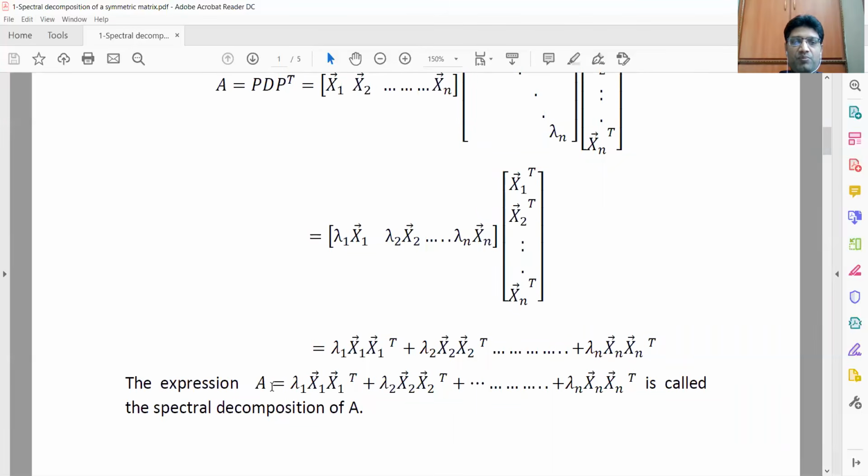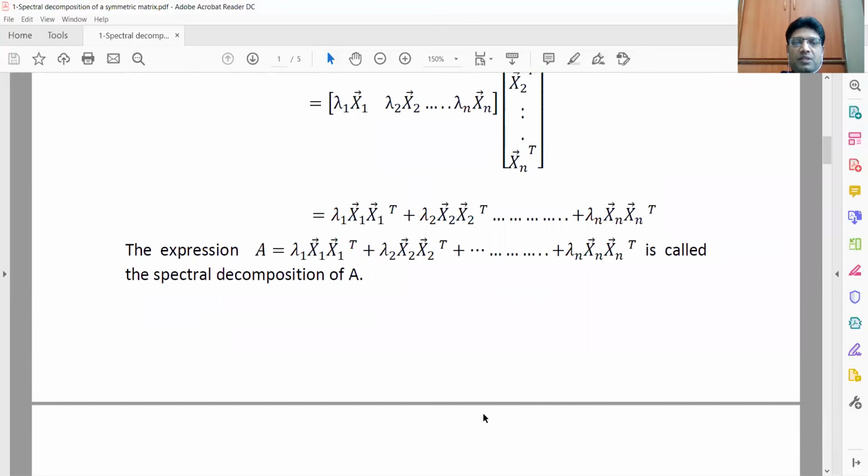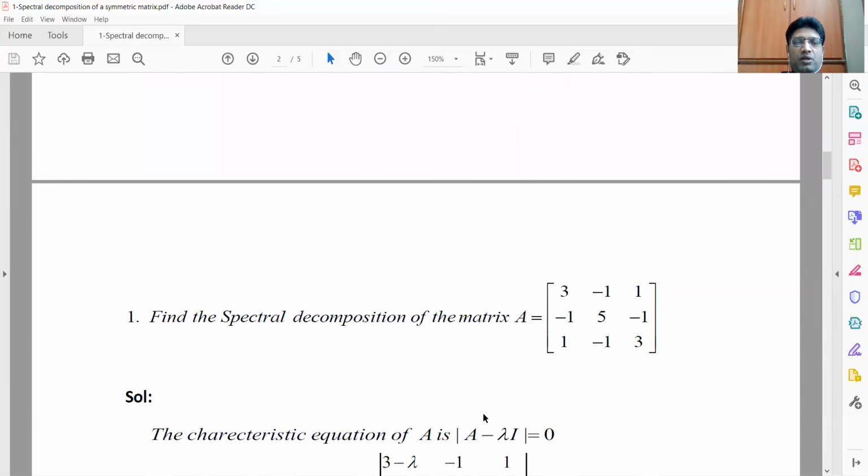So clearly, if you observe here, what is this A? The given symmetric matrix. We are writing it in spectral decomposition form, where this form consists of the eigenvectors and the corresponding eigenvalues. So this type of expression is known as the spectral decomposition. Now we will see all this with the help of one example.